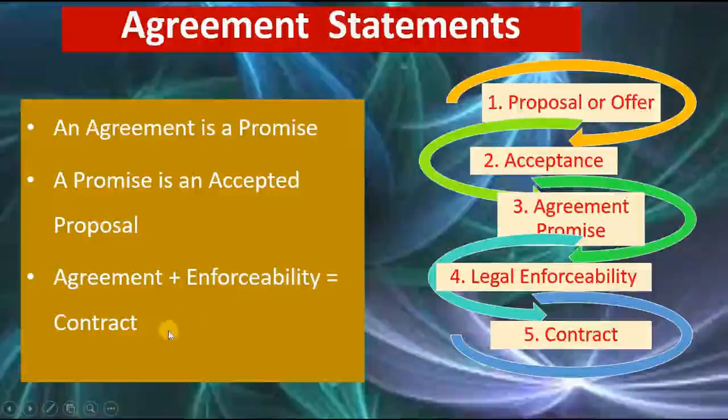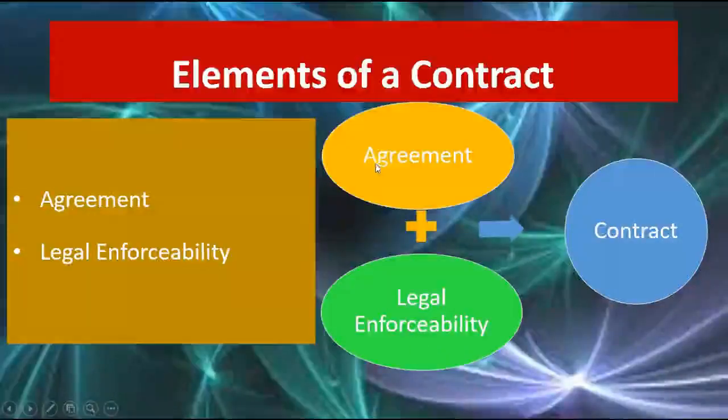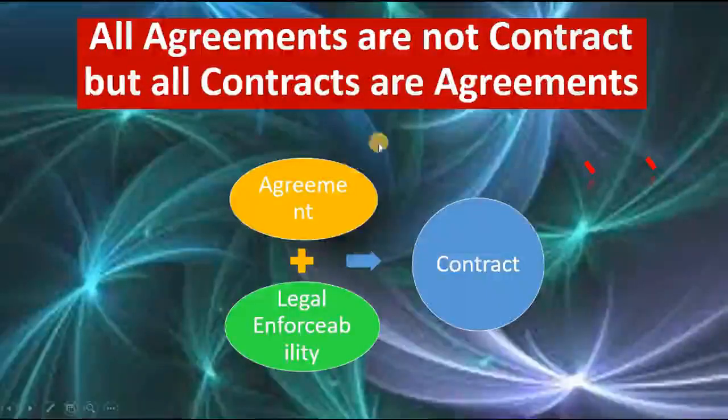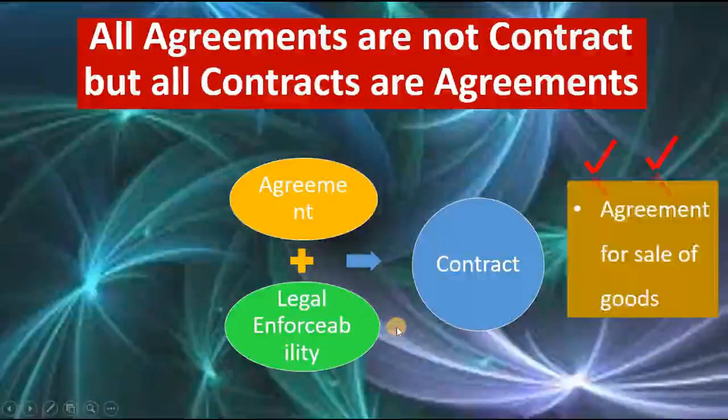Agreement plus enforceability will become contract. Here agreement plus legal enforceability becomes contract. You can see here agreement plus legal enforceability is contract. And there's a famous statement, all agreements are not contracts, but all contracts are agreements. A little bit confusing, but I can show this by an example. We have seen in the last slide, agreement plus legal enforceability will become contract.